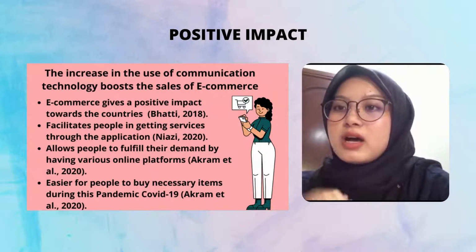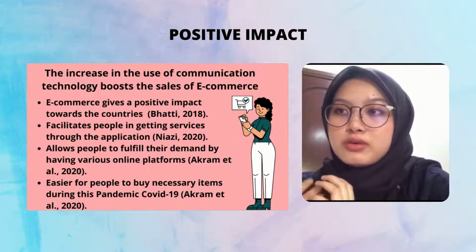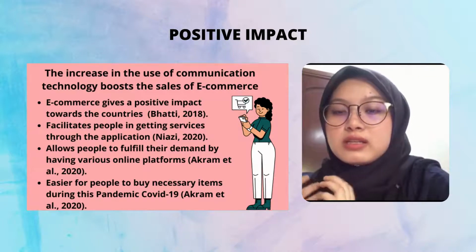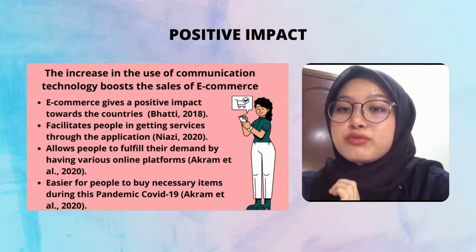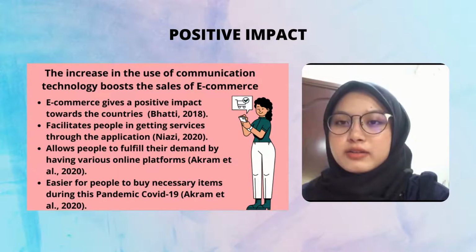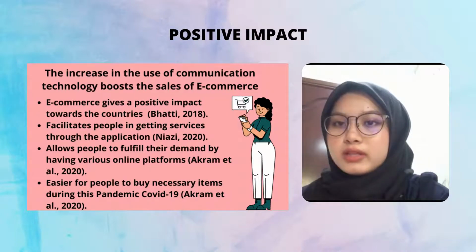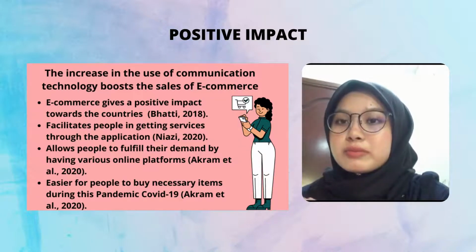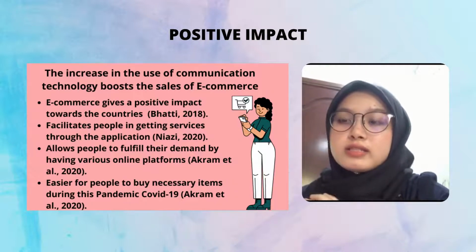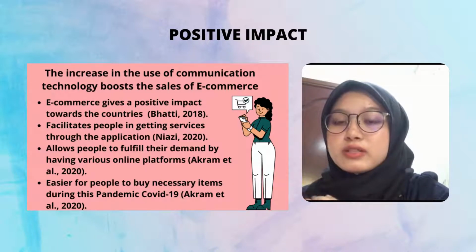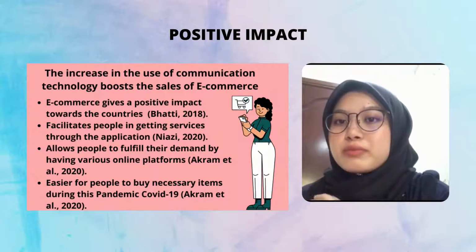For example, during the movement control order (MCO), Foodpanda and GrabFood are getting attention from society, as these platforms help customers purchase their food through the applications. Next, according to Akram and others 2020, e-commerce allows people to fulfill their demand through various online platforms. This is because the existence of various online platforms makes it easier for people to buy items.